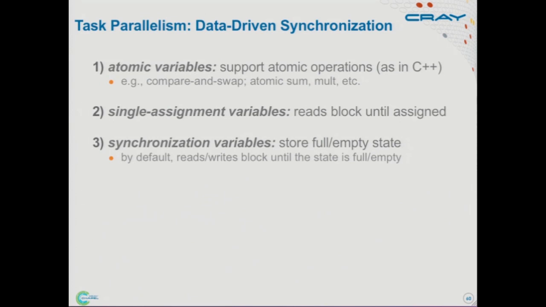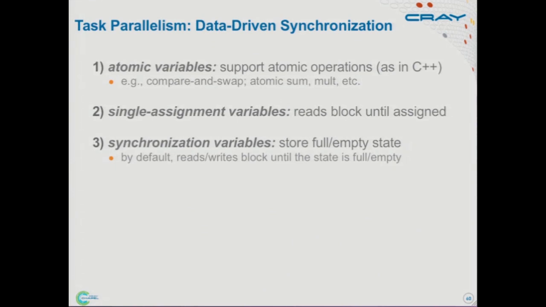And the last case you can think of as a generalization of single assignment variables. These are called synchronization variables. They store a full or empty state along with their value, and reads and writes block by default until the state is full or empty respectively. So if I go to read a synchronization variable and it's empty, I'm going to block until something writes to it and fills it. At that point, I can read it, and I will consume that and leave it empty again. Similarly, a write is going to block if the variable is full, waiting for it to become empty. Then it can write its value, and it'll fill it.